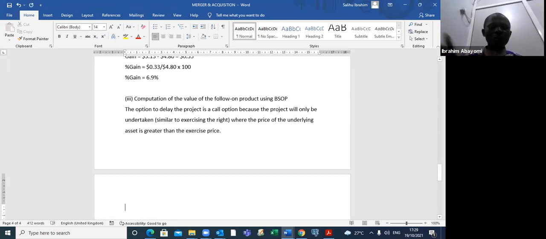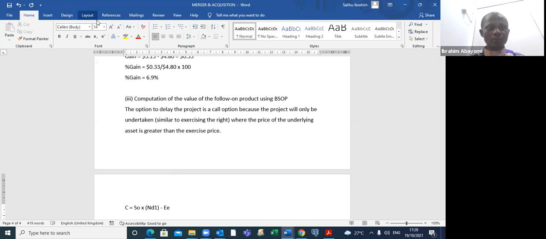Now, how do we value a call option? I'll give you the formula. C is equal to SO times N(D1) minus E exponential raised to power minus RT times N(D2). This is the call option formula.